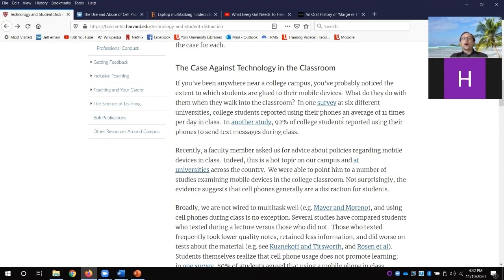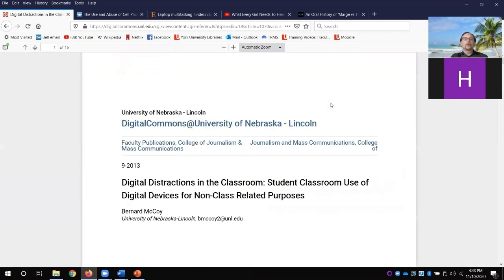If you've been anywhere near a college campus, you've probably noticed the extent to which students are glued to their mobile devices. What do they do with them when they walk into the classroom? In one survey at 6 different universities, college students reported using their phones an average of 11 times per day in class. In another study, 92% of college students reported using their phones to send text messages during class. And you will note that these things are hyperlinked, which I guess is the online version of inserting a footnote. So you click it and it takes you to the source.